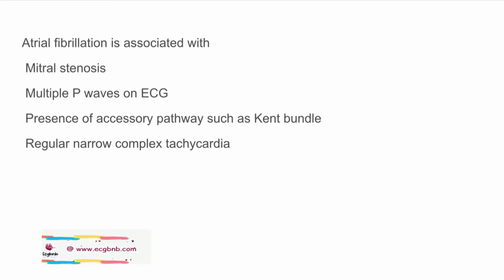Let's look at the options. Mitral stenosis, multiple P waves on ECG, presence of accessory pathways such as Kent-Mendel, regular narrow complex tachycardia. We will rule out each option first. It is an irregularly irregular tachycardia, so we are ruling out this option. Next, accessory pathways are present in WPW syndrome and not in atrial fibrillation. Presence of P waves on ECG is completely against the diagnosis of atrial fibrillation. So the remaining option is mitral stenosis, and atrial fibrillation is more common in mitral stenosis.